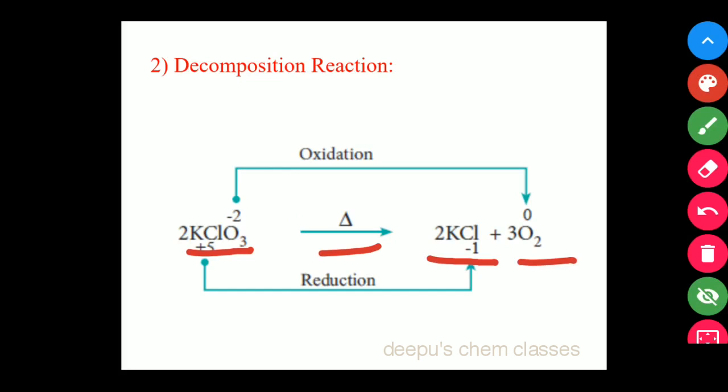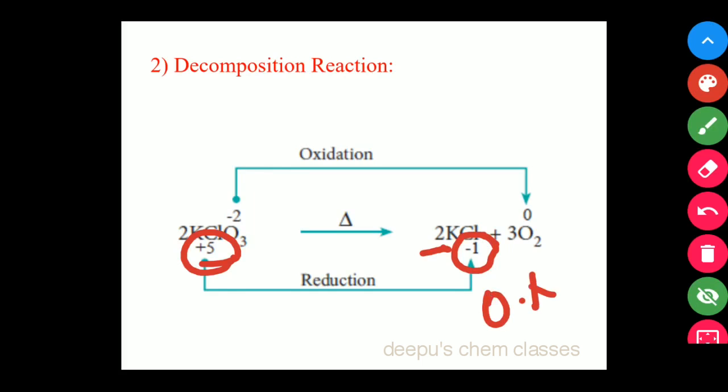In potassium chlorate, chlorine has the oxidation state +5, but the same chlorine on the product side, when it changes into potassium chloride, shows the -1 oxidation state. So +5 changes into -1. So what will happen here? The oxidation number decreases. Then it shows reduction.